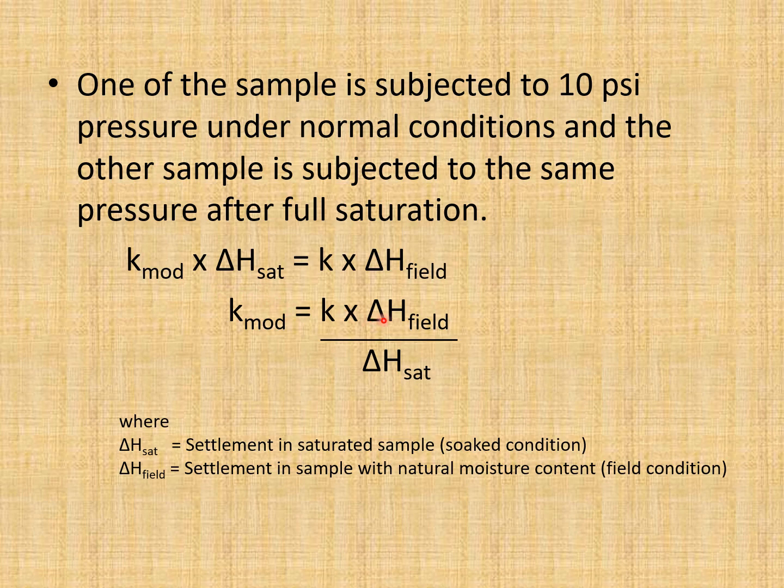So delta H field and delta H saturated, look at the description over here. Delta H saturated is the settlement in saturated sample, that means the soaked condition, and delta H field is the settlement in sample with natural moisture content, that means corresponding to field condition. So in this way we can modify the modulus of subgrade reaction value accordingly.